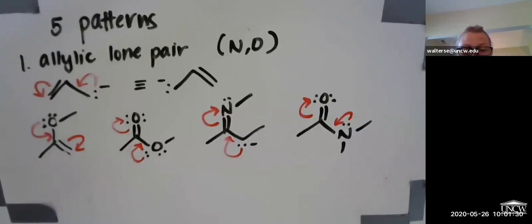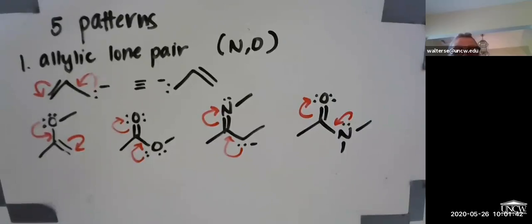Are there questions about the allylic lone pair? So these patterns are just indications that they would have other forms of this? Yep, that they would have resonance.